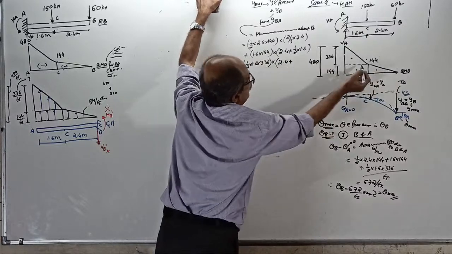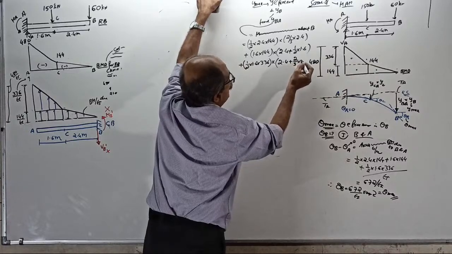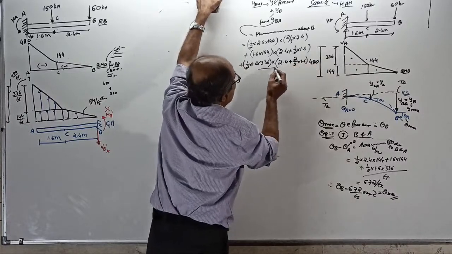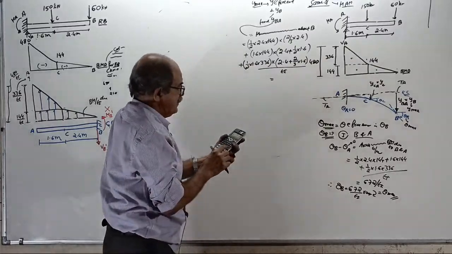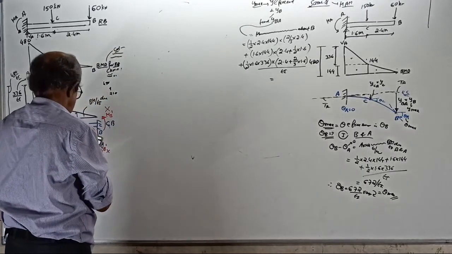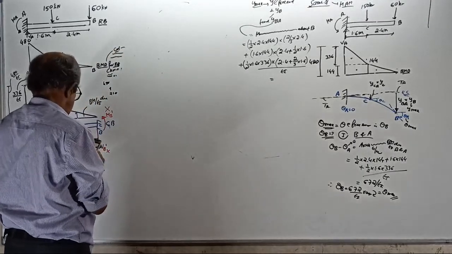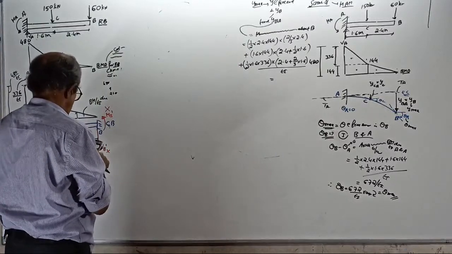2.4 plus from here to here is 2/3 of 1.6. Everything divided by common EI. Calculate and tell me the answer. By that time, I will apply my trick. Minus 480.